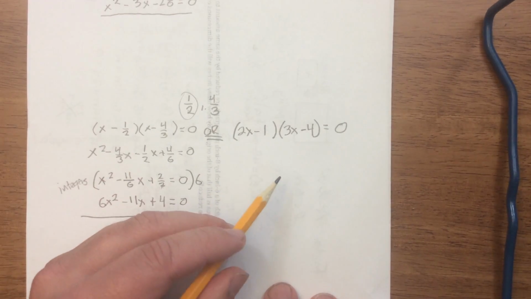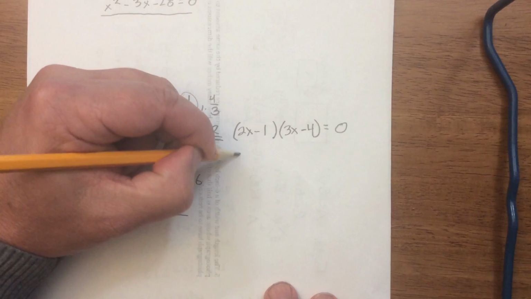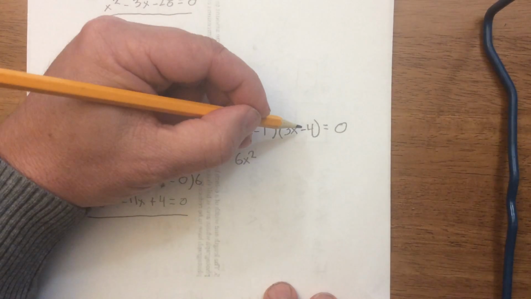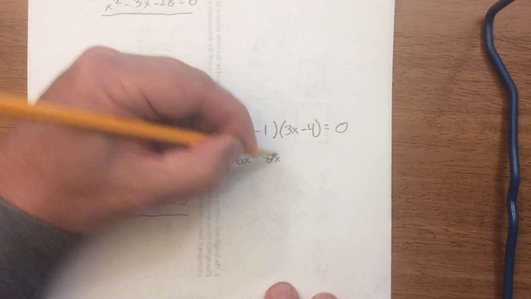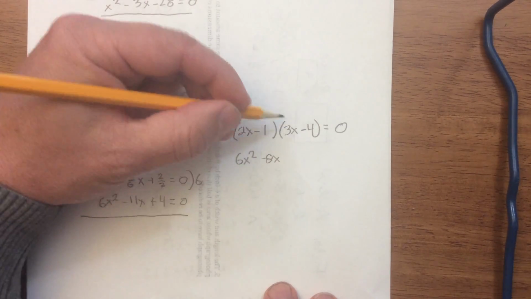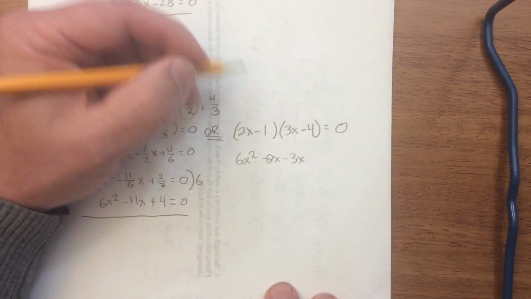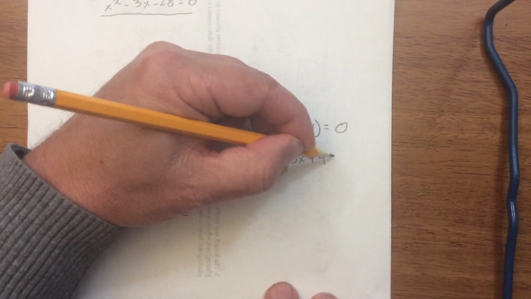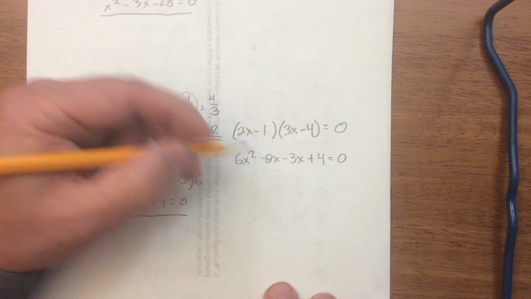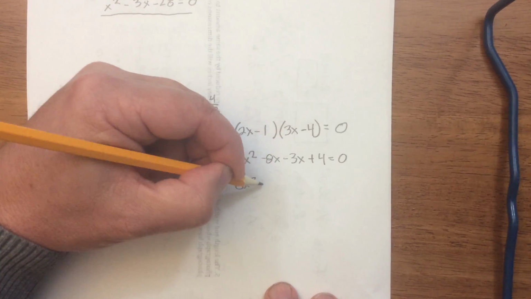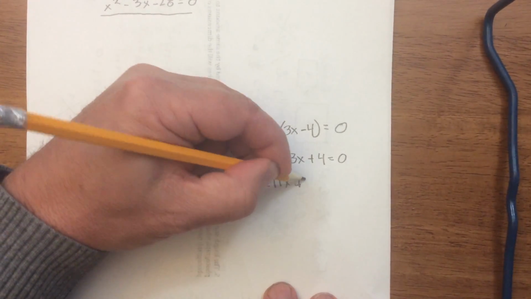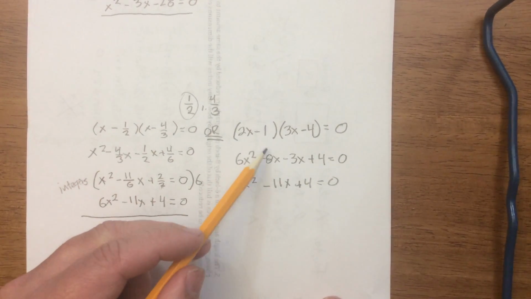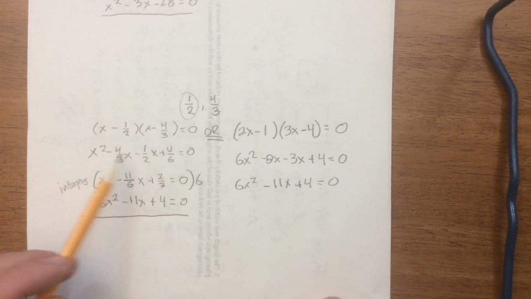And let's see if the problem is still the same. 2 times 3 is 6. X times x is x squared. 2 times negative 4 is negative 8, carry the x. Negative 1 times 3 is negative 3x. Negative 1 times negative 4 is a positive 4, and that's equal to 0. Combine the like terms, I get 6x squared minus 11x plus 4 is equal to 0. Either method is preferable. If you learn this one, most students prefer this because it eliminates the fractions.